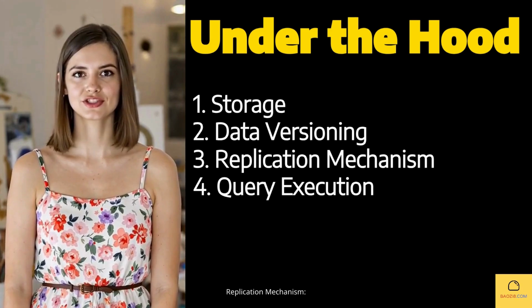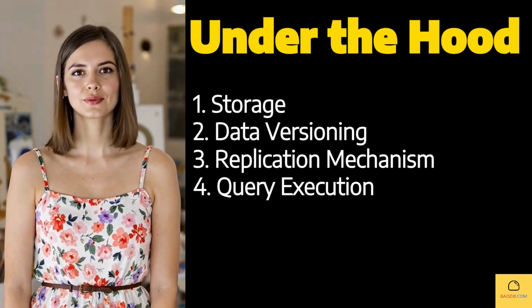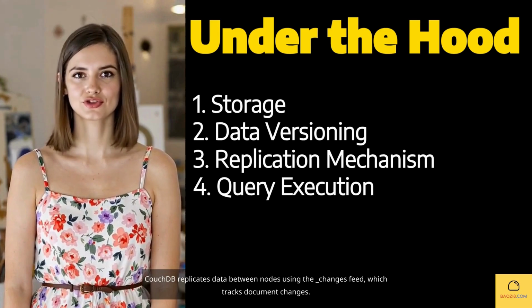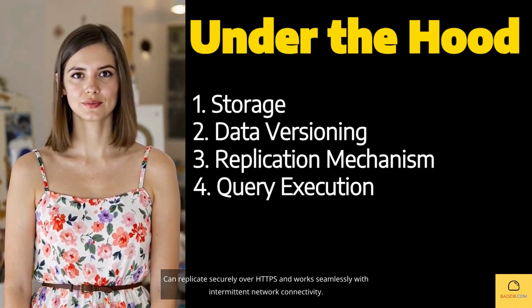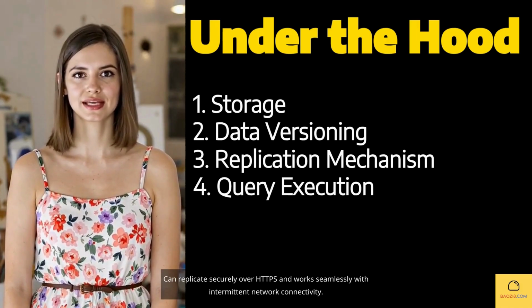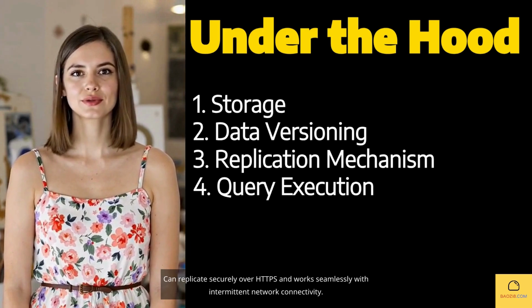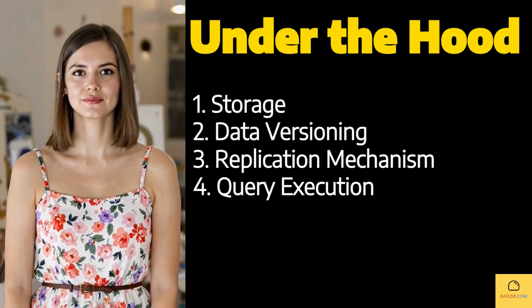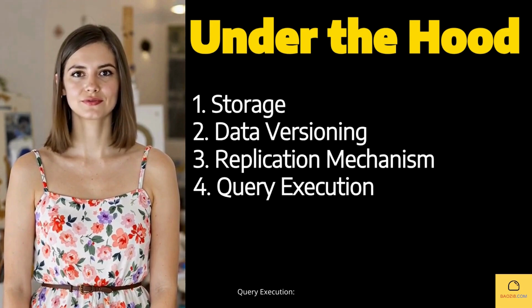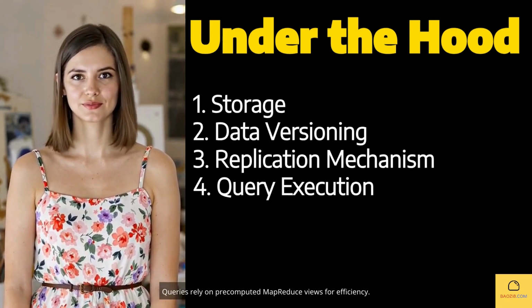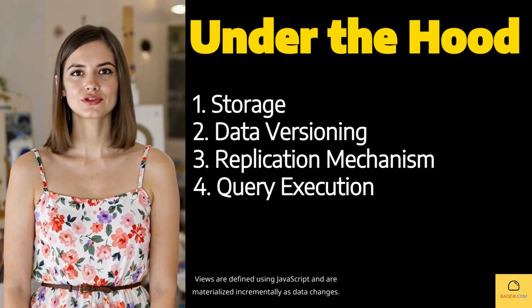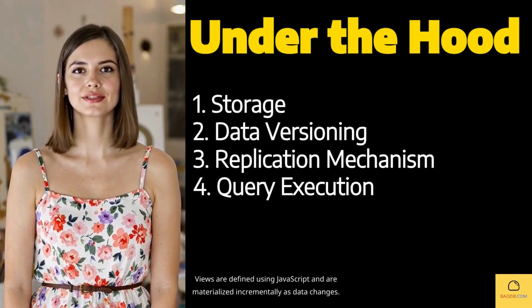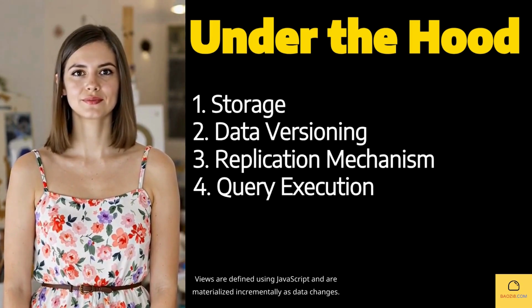3. Replication mechanism. CouchDB replicates data between nodes using the _changes feed, which tracks document changes. Can replicate securely over HTTPS and works seamlessly with intermittent network connectivity. 4. Query execution. Queries rely on pre-computed MapReduce views for efficiency. Views are defined using JavaScript and are materialized incrementally as data changes.